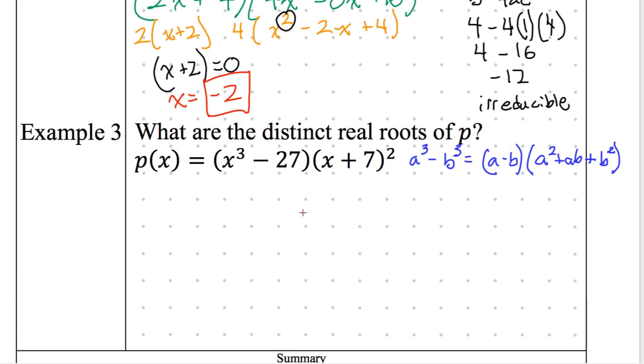All right. So, example 3. What are the distinct real roots of this one? So again, reduce this using Andrea's formula.